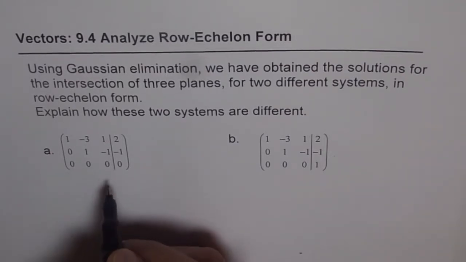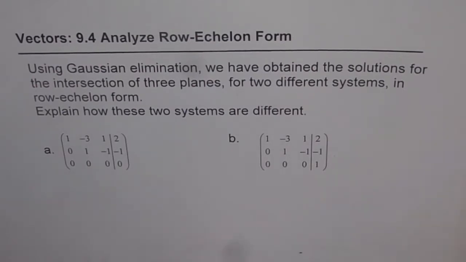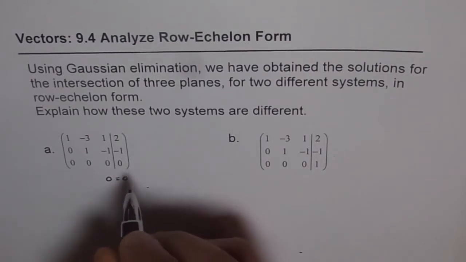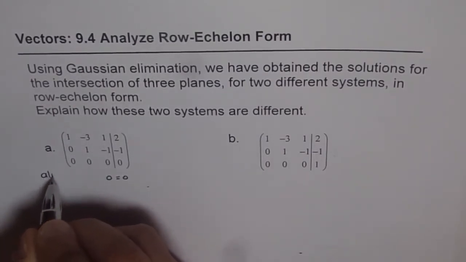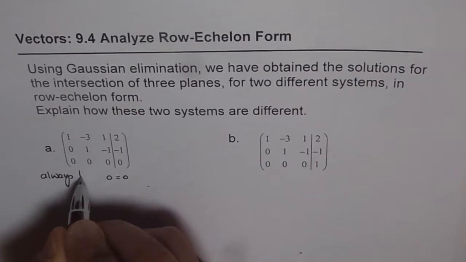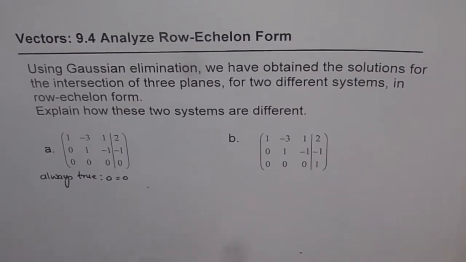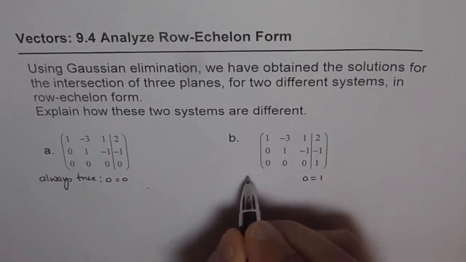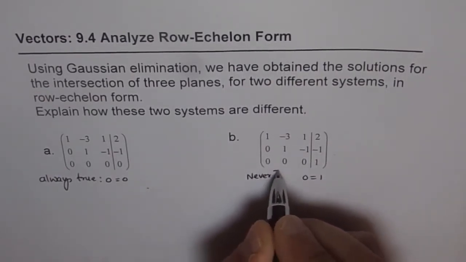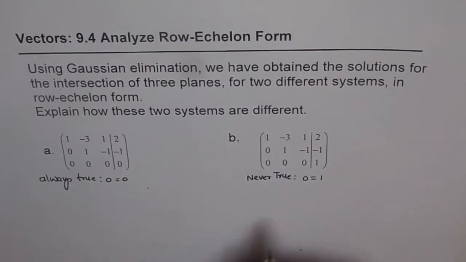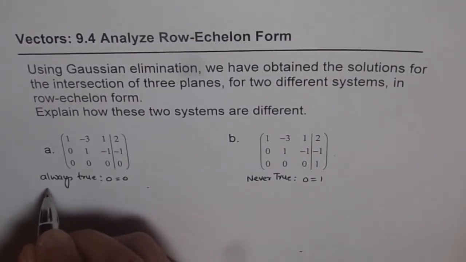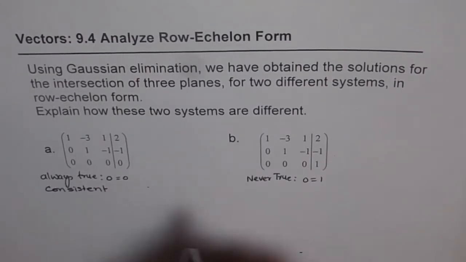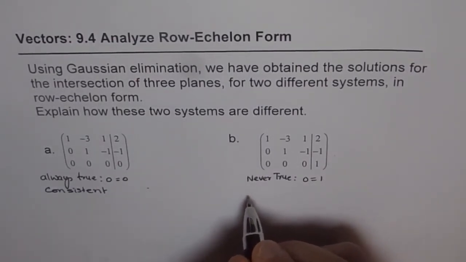Now, as we see here, we get 0 equals 0, which is always true. But here we get 0 equals 1, which is never true. That means this system is consistent, and this system is not consistent.